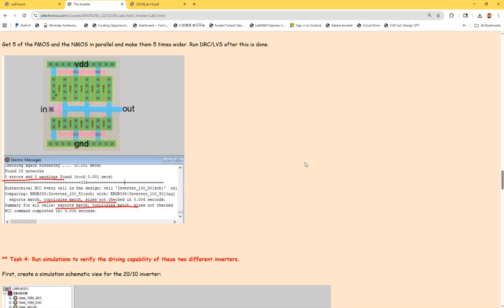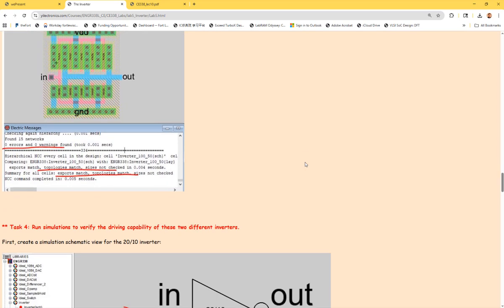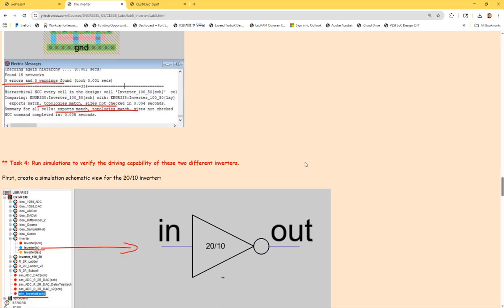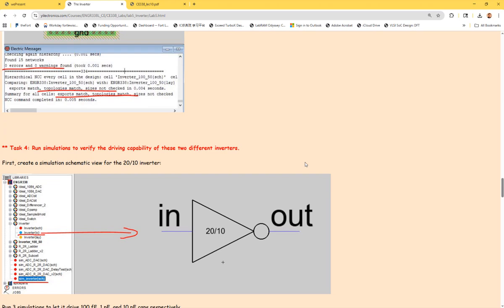And now you can see the 5 fingers for both, and I got the poly connected because it's basically just one transistor. And can you believe that? It's equivalent to just one transistor. DRC it, LVS it, or NCC it. Make sure the message window shows all error free and everything matches, and then you do a snapshot and put it in the report.